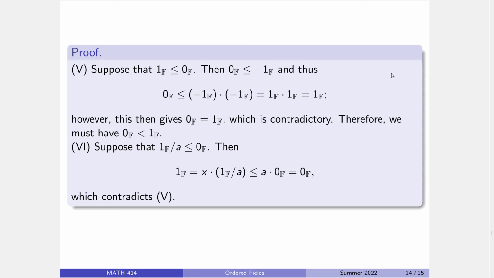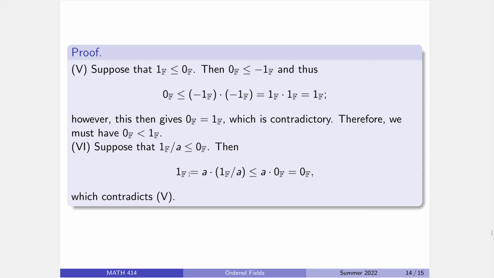Alright. So again, this is a trichotomy argument. Suppose that this was less than or equal to 0. Well, A is positive, so if I multiply A across this inequality, it will not change. That's a fact from point 4 here.